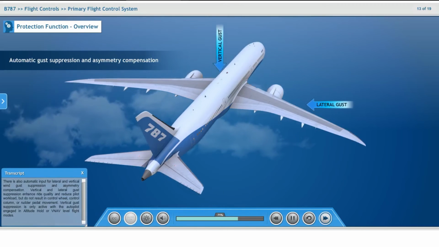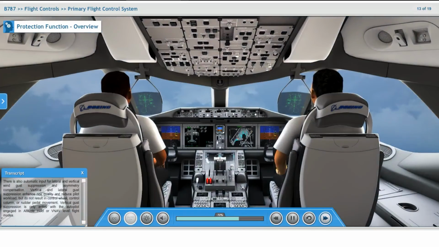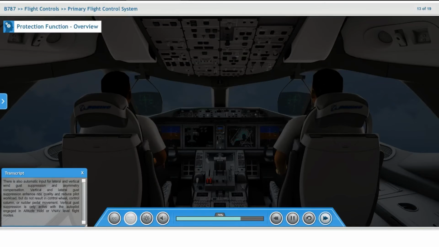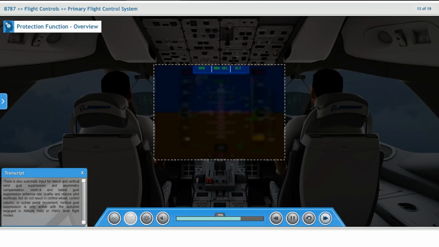Vertical and lateral gust suppression enhance ride quality and reduce pilot workload, but do not result in control wheel, control column, or rudder pedal movement. Vertical gust suppression is only active with the autopilot engaged in altitude hold or VNAV level flight modes.